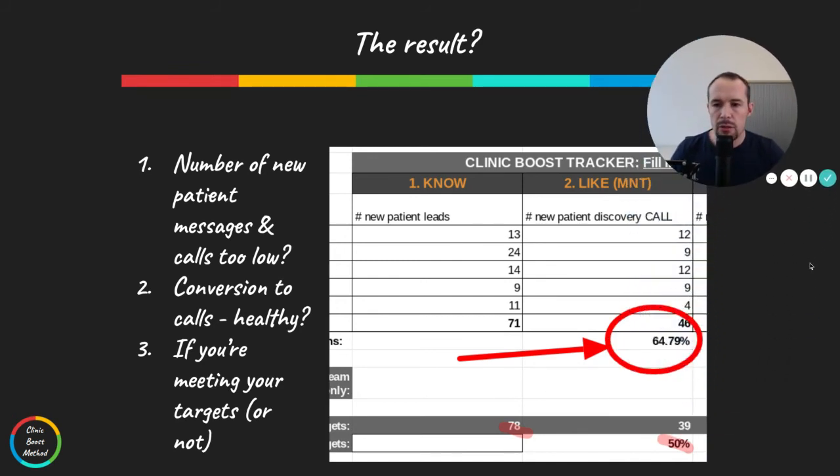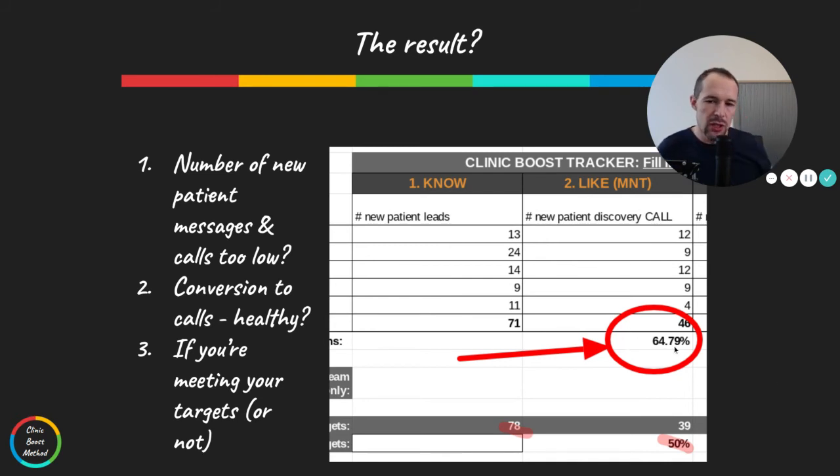Right. So we're simply looking at the number of new patient messages and calls. This is what we're trying to achieve here, and to see if it's too low. If it's too low, we're going to be looking to do a marketing option to increase the number of messages and ideally calls. Then the second thing we're looking at here is, is the conversion to calls healthy? Okay, is it a healthy number?